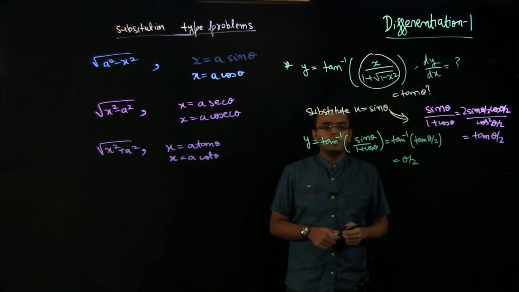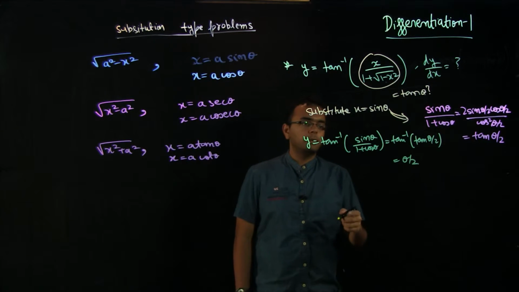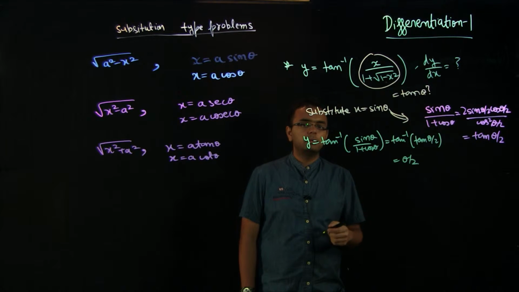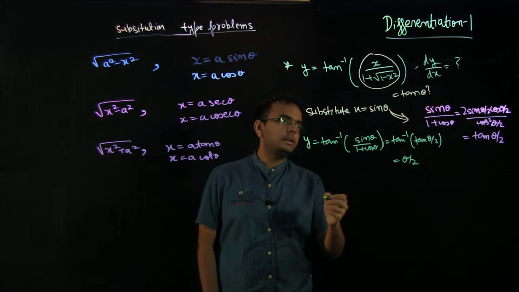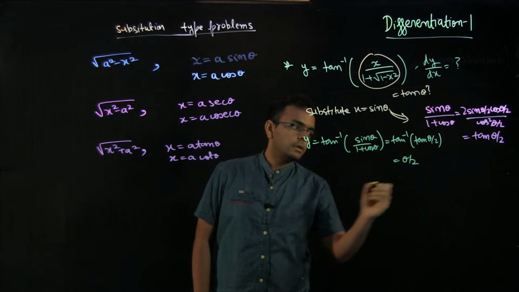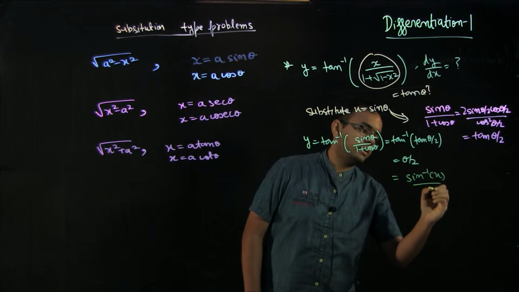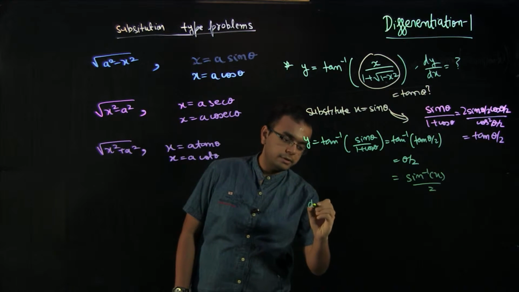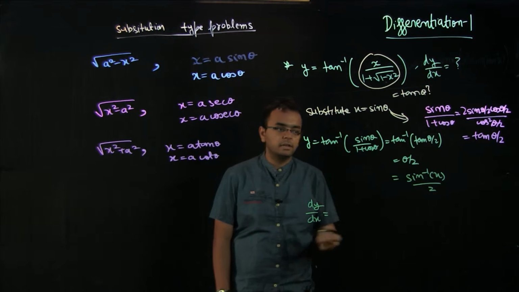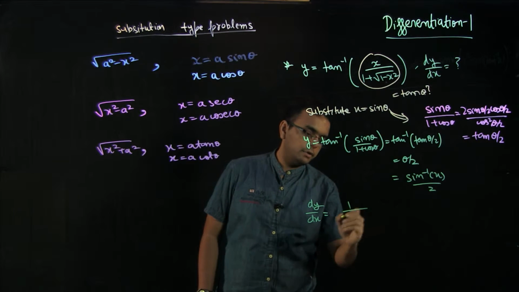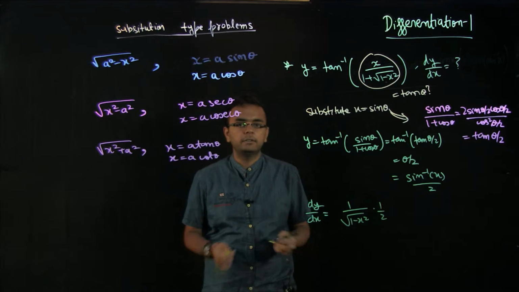So, you can write this as y is equal to theta by 2. So, if you want to differentiate, all you need to do is call this theta sine inverse of x by 2. So, if you want to differentiate dy by dx, you just have to differentiate sine inverse of x, which is a formula that you already know, and multiply by half. So, that is your answer.